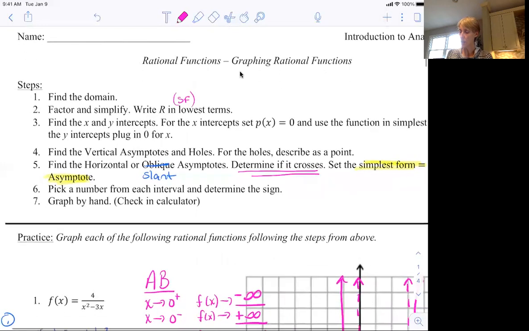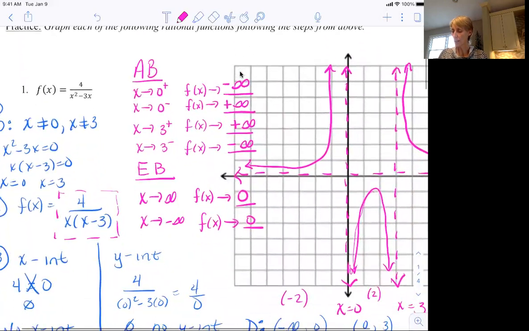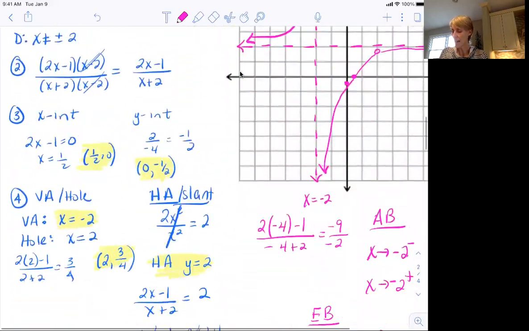Pick a number from each interval and determine the sign. We did this 2 different ways yesterday. We'll probably do it 2 different ways again today. Remember, I'm not getting that critical because you're going to put all of the important information on by hand, and then you're going to check it in your calculator. So those points, the testing, not so important.